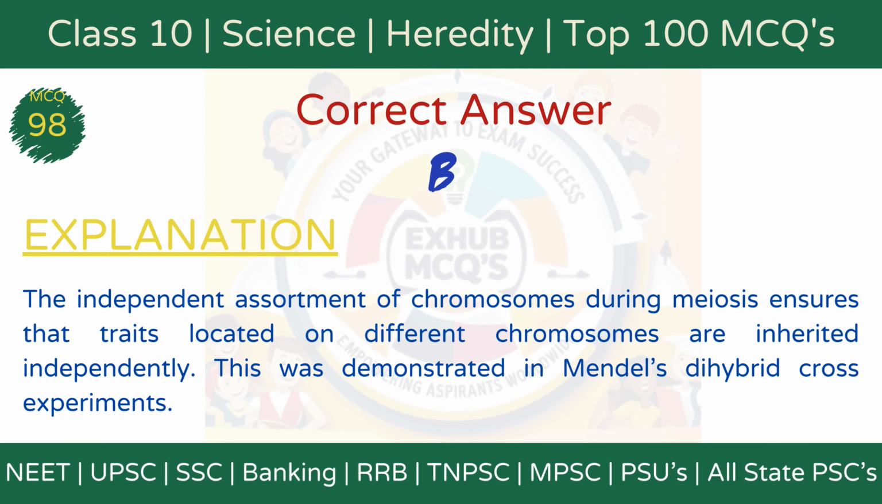The correct answer is option B. Meiosis and segregation. Explanation. The independent assortment of chromosomes during meiosis ensures that traits located on different chromosomes are inherited independently. This was demonstrated in Mendel's dihybrid cross experiments.